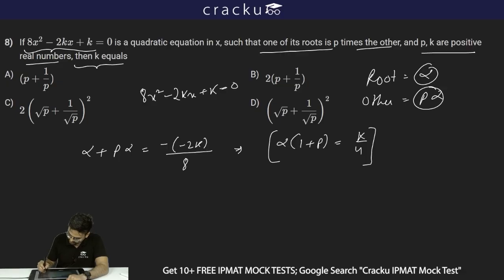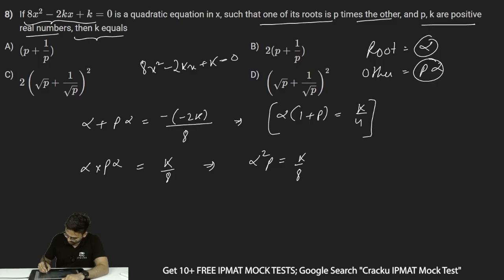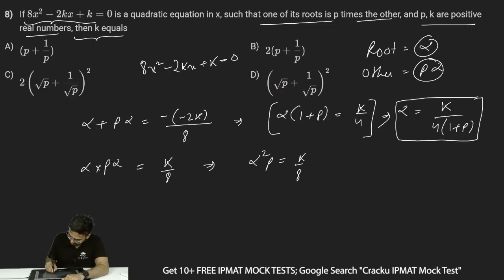Now the product of the two roots will be alpha into p alpha, and this is equal to c upon a. So this will be equal to k by 8. That implies alpha square p is equal to k by 8. So in the first case, alpha is equal to k upon 4 into 1 plus p. This 1 plus p I took to the right hand side in the denominator.